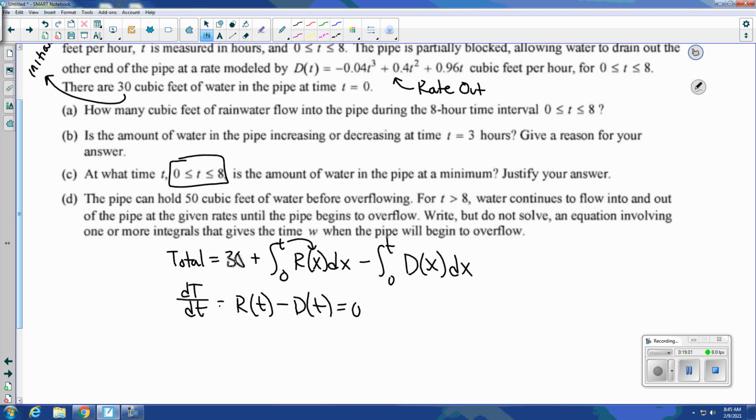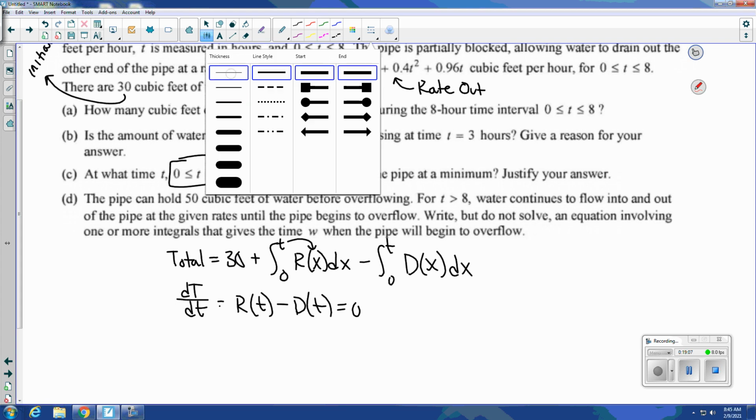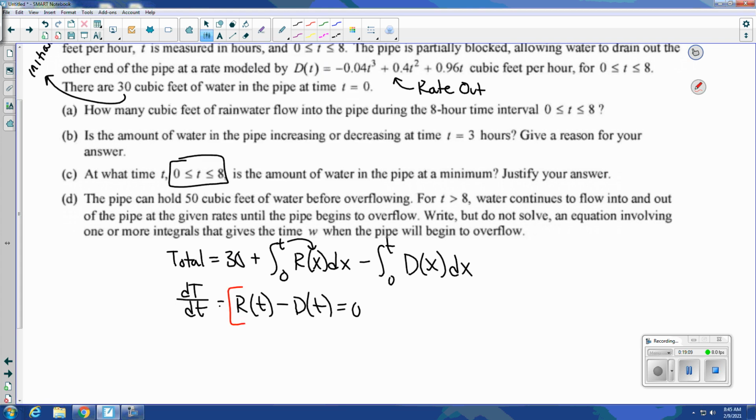How are we going to determine when that equals 0 with those complicated functions? We're going to use our calculator. So in our calculator, we're going to graph this, and we're going to find when it equals 0. So we're going to graph and look for x-intercepts. Now we only want x-intercepts in this range from 0 to 8. Okay, those are your critical points.